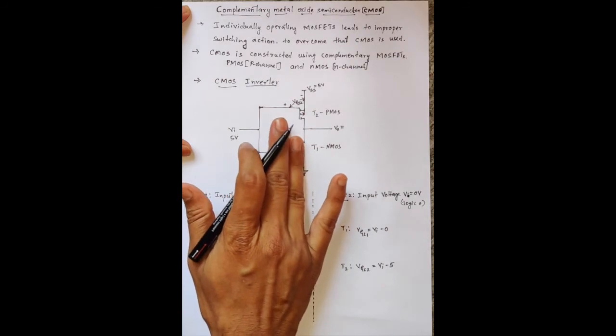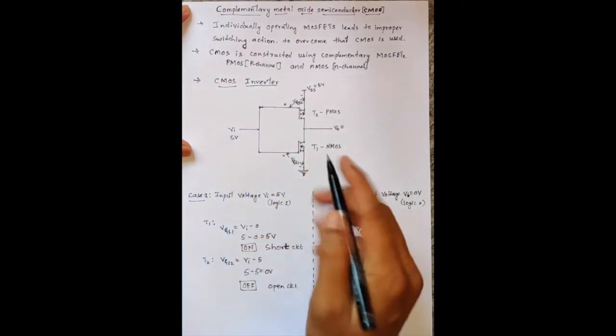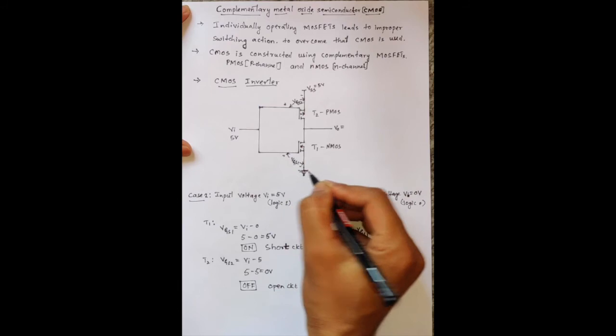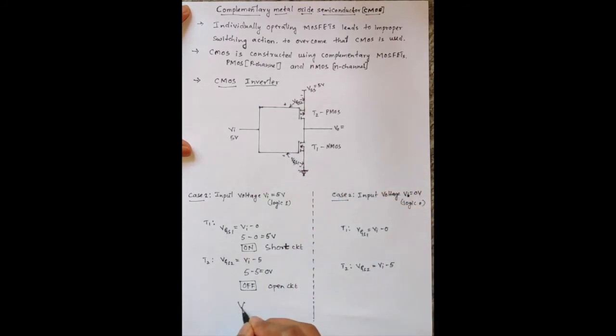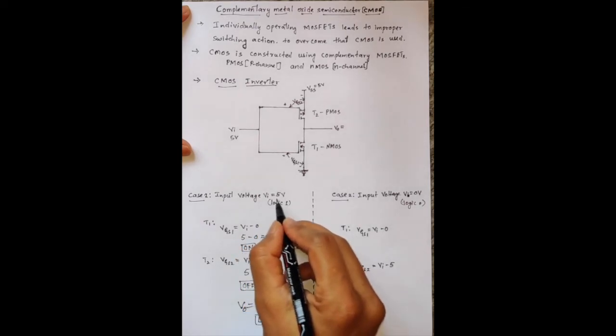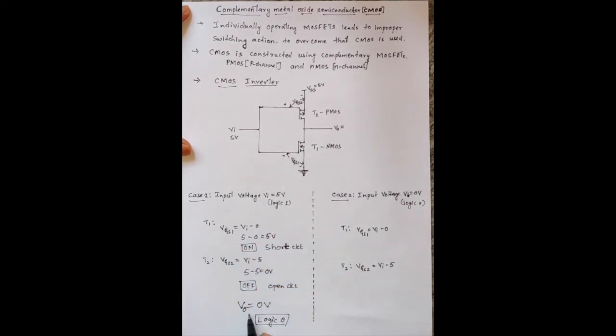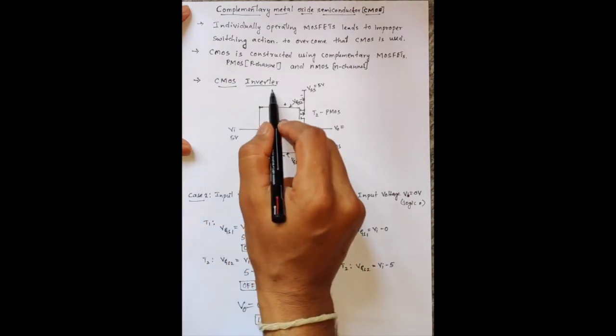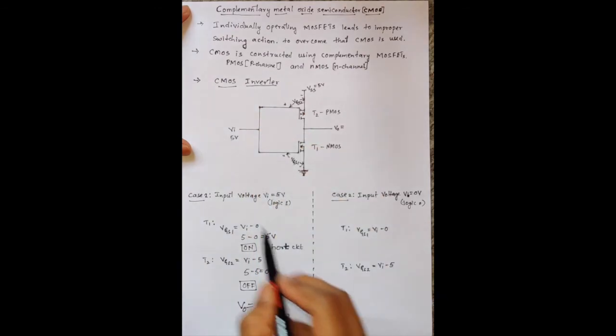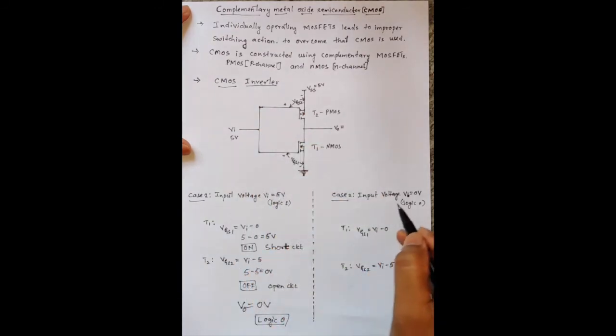Since it is a short circuit, the output voltage will be equal to ground, 0 volts. So the total output voltage will be 0 volts, logic 0 digitally. When we provide the input voltage as 5 volts, we get the inverted output voltage, 0 volts. This is how the CMOS is acting as an inverter. When we provide 5 volts, we get output as 0 volts. We'll see the second case also.